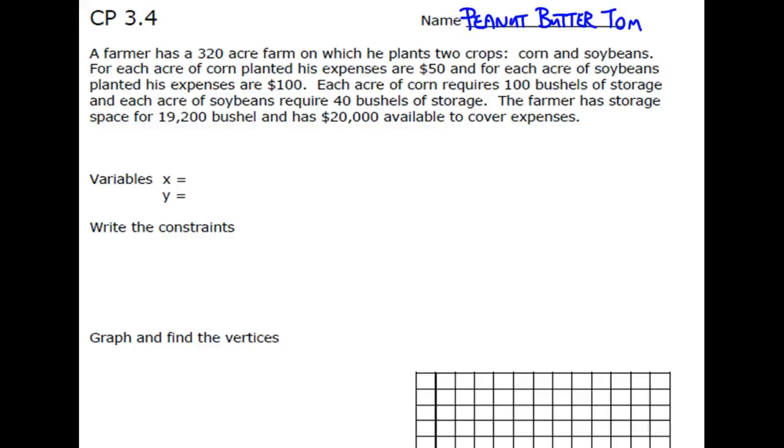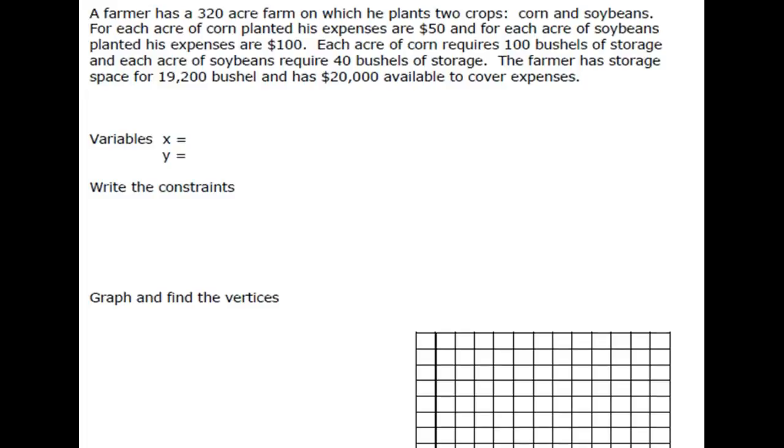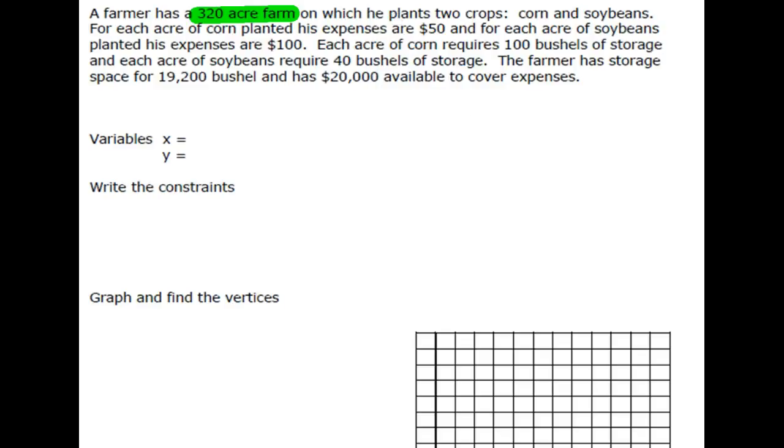Okay. So we're gonna do a programming question. We're gonna have to write some constraints, define our variables, and graph a feasible region. Plug the vertices of that region into an objective function and see what maximizes profit, I believe, in this one. So, in this case, a farmer has a 320-acre farm, which he plants two crops. So, actually, that is going to be a constraint because you can't plant more acreage than 320. Okay. So there's a constraint right there: the acreage has to be less than or equal to 320.